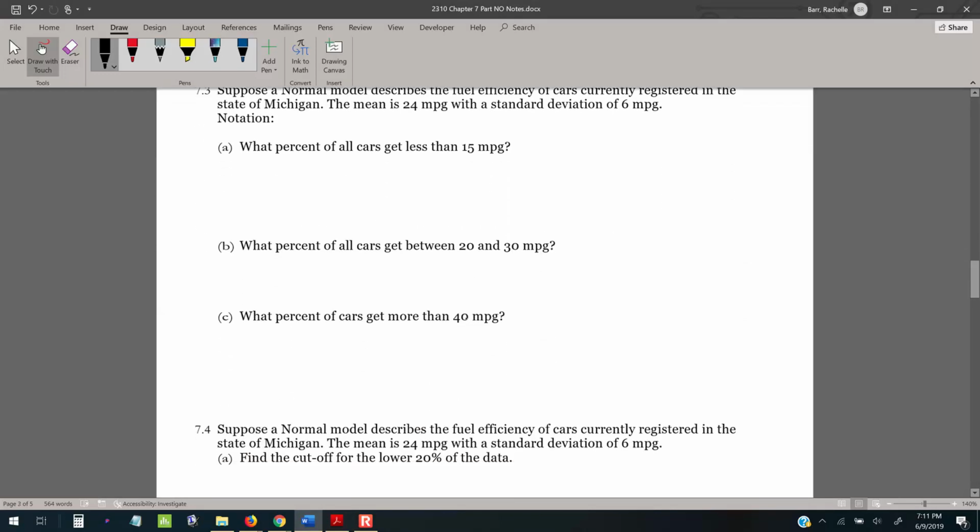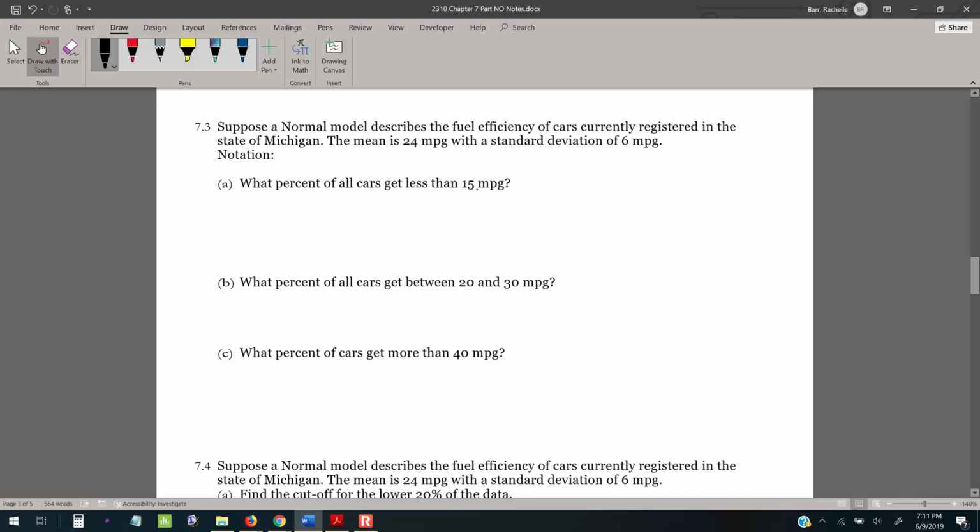So suppose you're looking at a normal distribution model and you've got car fuel efficiency for the state of Michigan. This is from real data. I did round this value and the standard deviation to make it slightly easier to work with. We know the mean is 24 and the standard deviation is 6. What percentage of cars get less than 15 miles per gallon? Which is not very good.